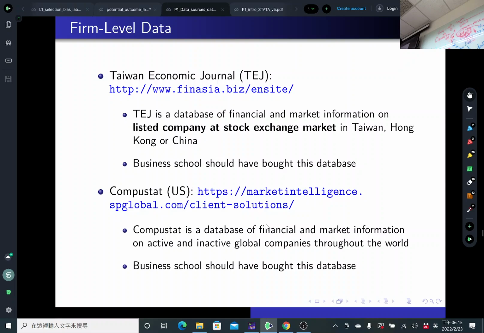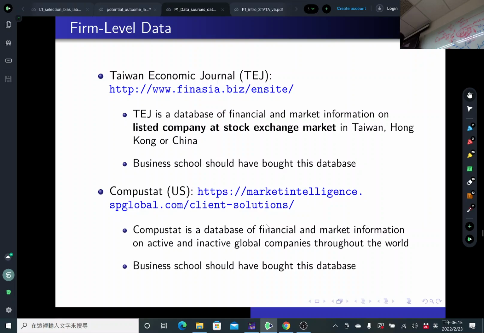I think the business school might hold this database, but I'm not sure whether the College of Social Science holds this database or not. But I'm sure the business school has it. Okay. And CompuStat US is for global US.